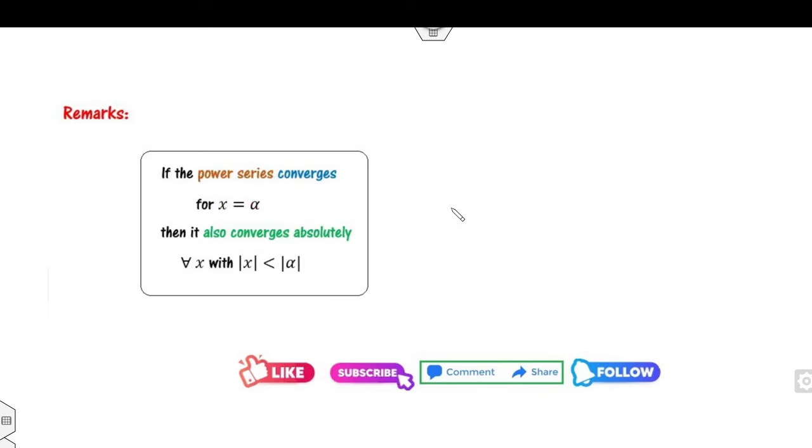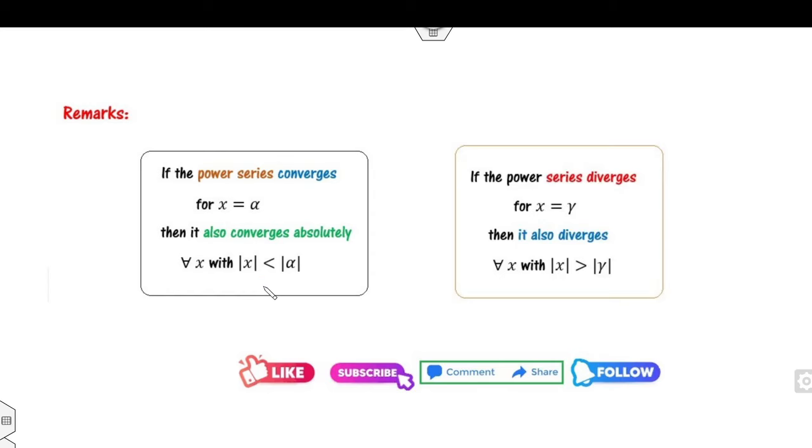If you prove that the series is convergent at the point alpha, then the series is also absolutely convergent for all those x whose modulus is less than modulus of alpha. Similarly, if it is divergent at alpha, then it is also divergent for all x with modulus greater than modulus of alpha.